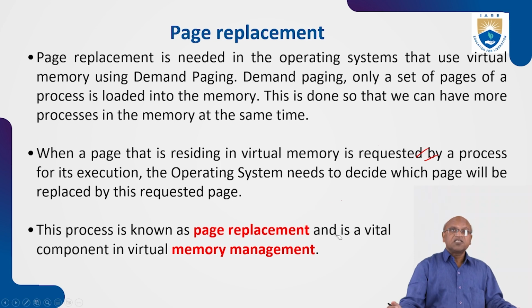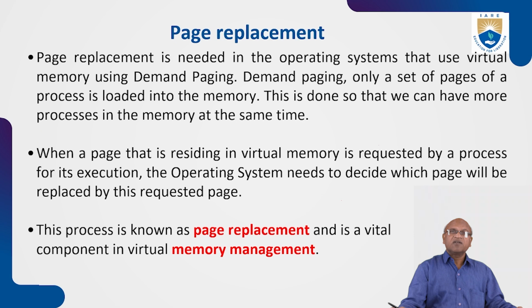Page replacement is needed in operating systems that use virtual memory with demand paging. In demand paging, only a set of pages of a process is loaded into memory, so that we can have more processes in memory at the same time. When a page residing in virtual memory is requested by the process for execution, the operating system needs to decide which page will be replaced by this requested page, because our actual pages are available in the hard disk and we are getting them page by page into our RAM.